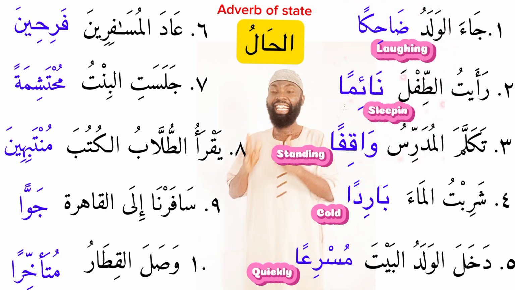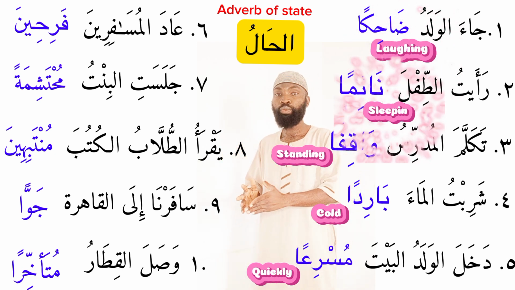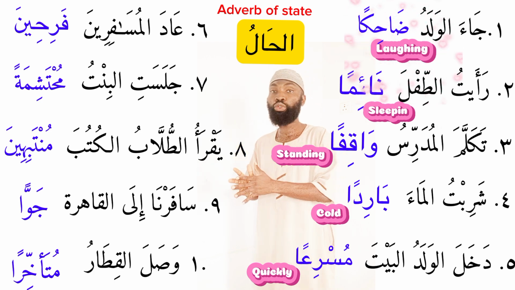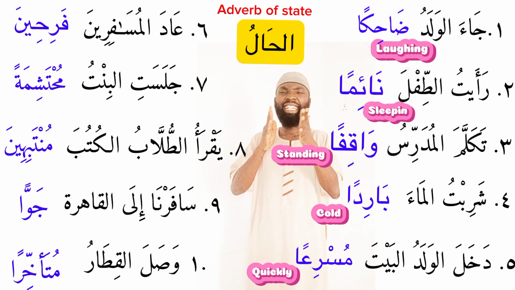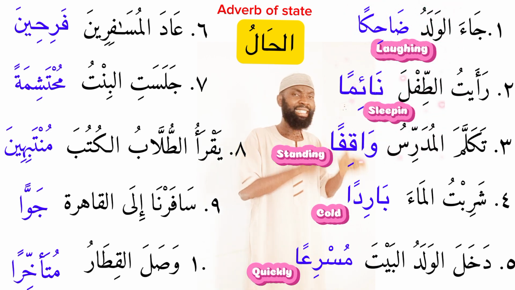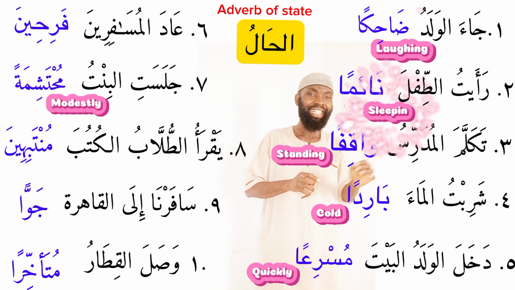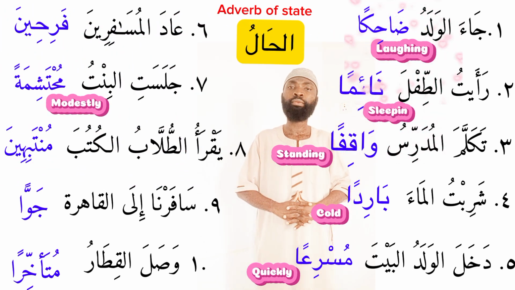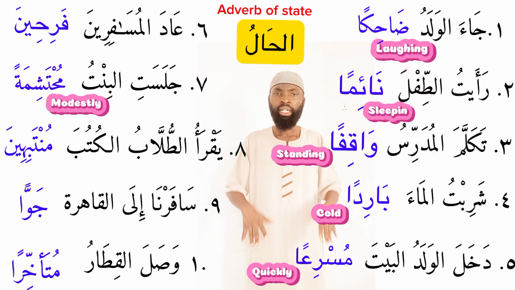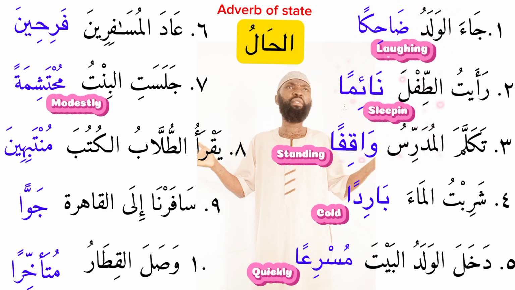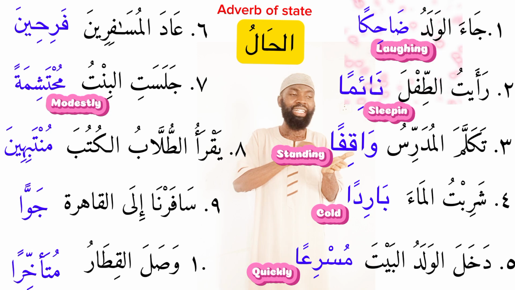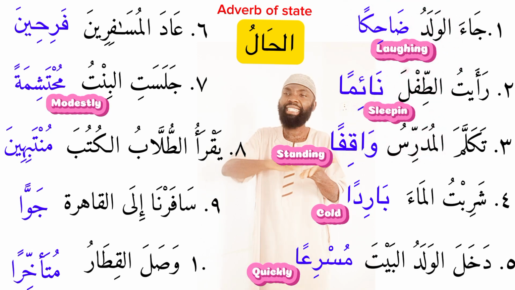Then we have Jalasatil bintu muhtashimatan. The lady or the girl sat down modestly. This is the state in which she sat. If you said a girl sat down, in what state? Did she sit down happily? She sat down anyhow? No. This one is saying that she sat down modestly.